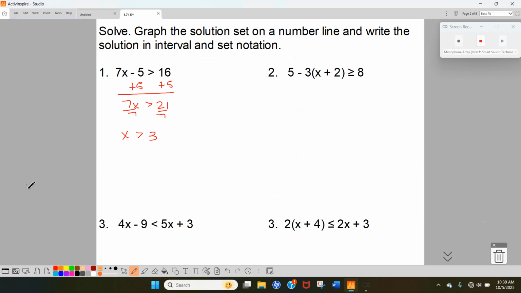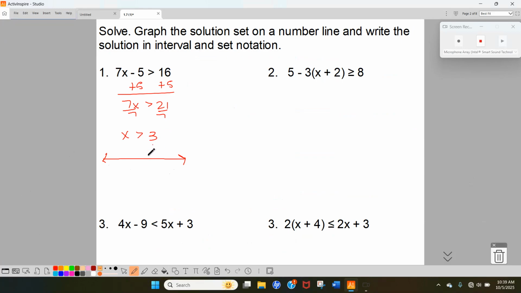All right, so they want us to solve it. You've done that. They want us to graph it on a number line and then write our answer in interval and set notation. I'm going to do interval notation every time, set notation occasionally. You don't have to do set notation on a test, but they may ask you for it in Math Excel.